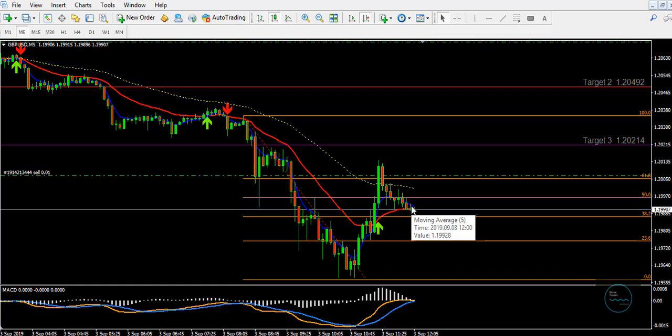So this is how I use retracements to get into a trade, and so far the British pound has been quite lucrative for me this week, and I'm going to be keeping my eye on it to make sure that I take advantage of these retracements as I see them.